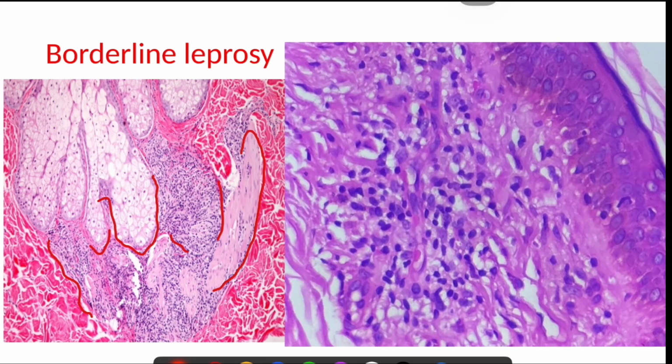And how do you identify these Virchow or foamy cells? See, these dark pinpoint nuclei are lymphocytes, but these are the cells having pinpoint nuclei, vesicular chromatin. These are the foamy cells, and this is the grenz zone. See, this is the clear zone in between epidermis and dermis. So this is called grenz zone.